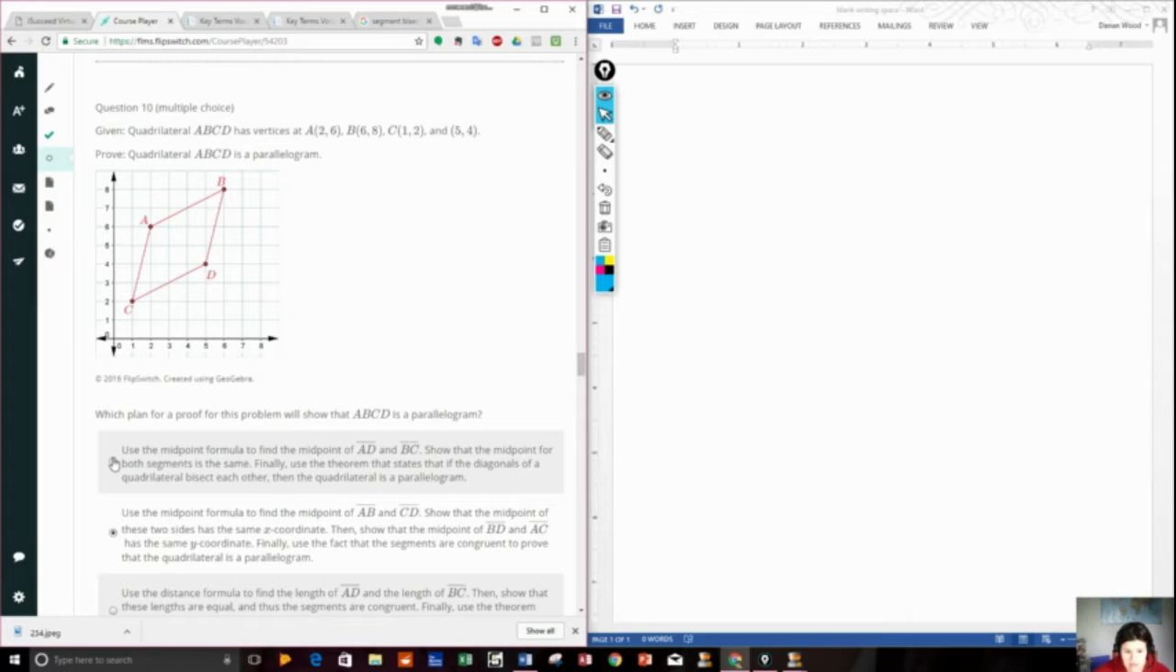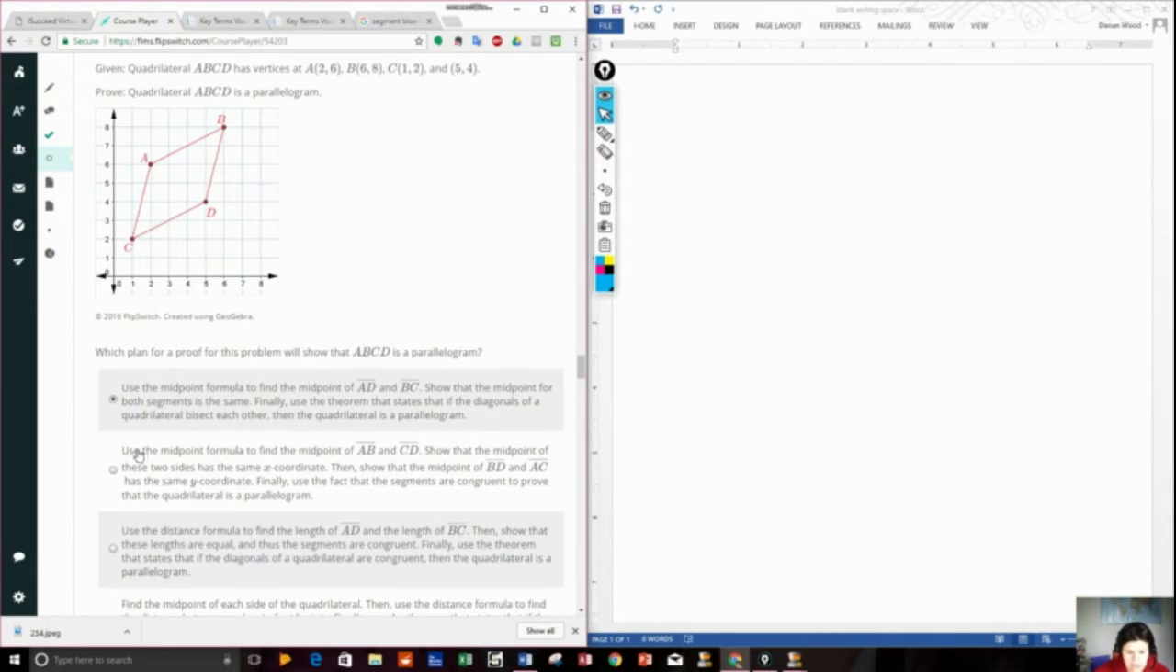Alright, so that sounds like it's finding the midpoints of the diagonals and showing that they're the same, and then using our theorem that diagonals of a quadrilateral bisect each other. Let's read through this one. Use the midpoint formula to find the midpoint of AB and CD.